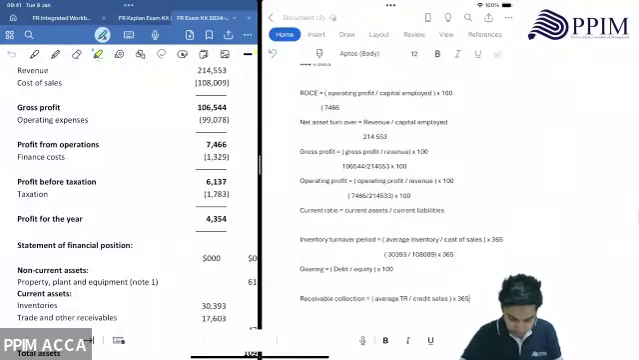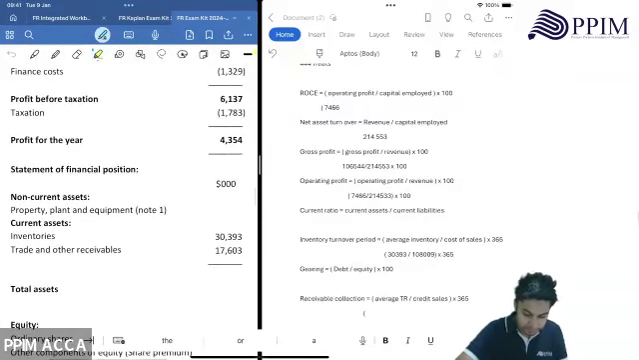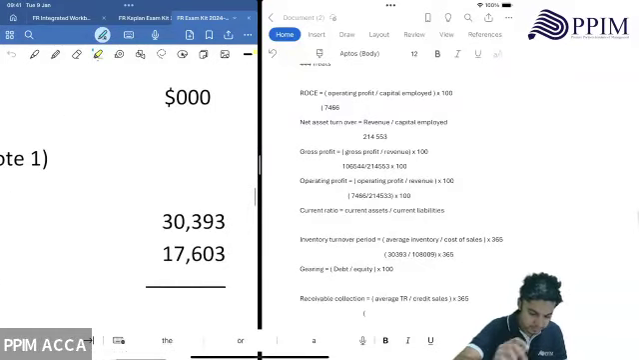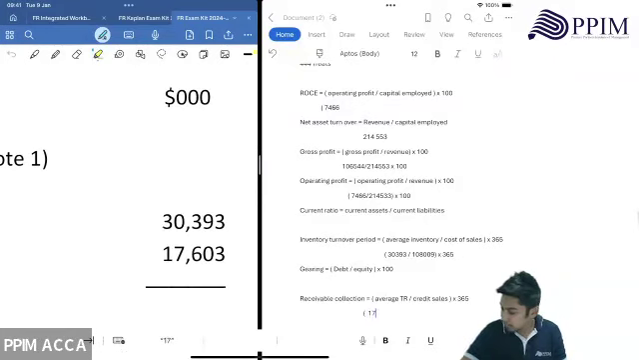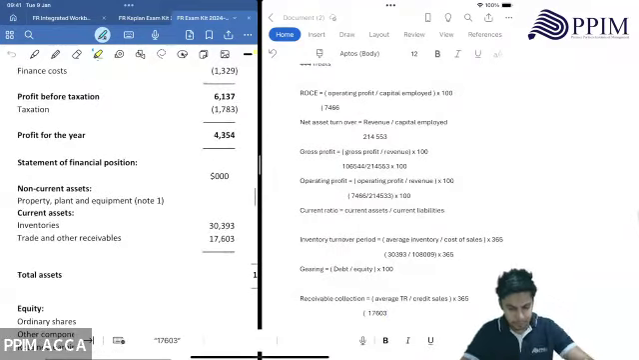Okay. Now, guys, over here, trade receivable. Now, the equation says average. But once again, guys, remember, average trade receivable is basically the closing trade receivable. So you take this one here. Can you see, guys? Current assets, trade receivable is there. This one, 17,603. Okay, right. Now, guys, we are all good, right?